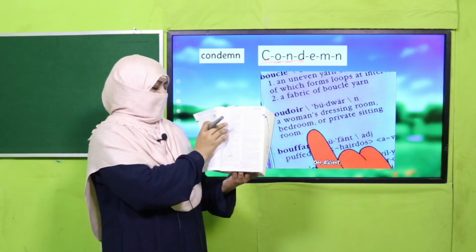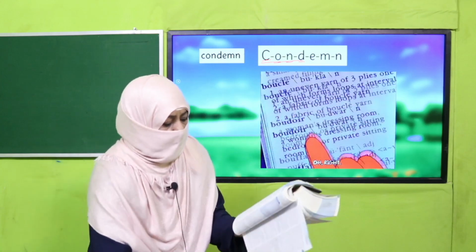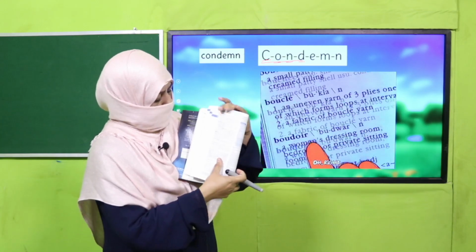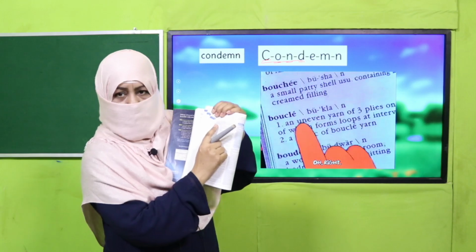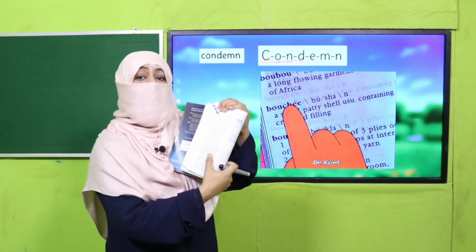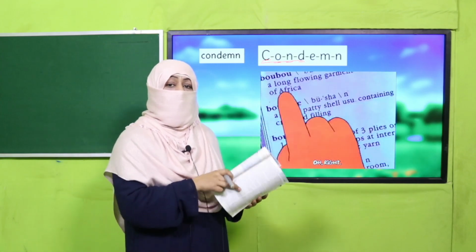So I'll keep on scanning where it's CO, CN, and now I have to go to COND, and that's here. The third word of this page. Here I got it. It's written here. All right. Now because I have located this word, I'll read the meaning because I want to understand what this word means to comprehend my text.